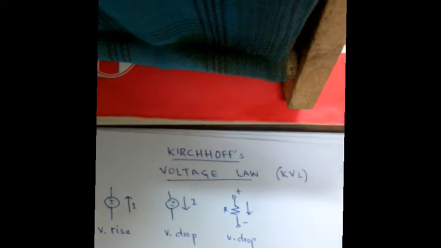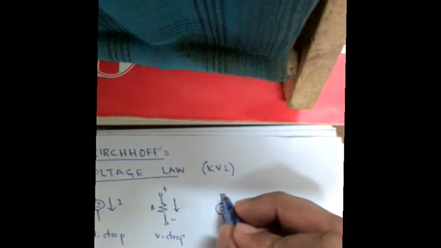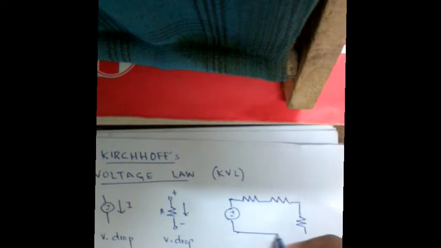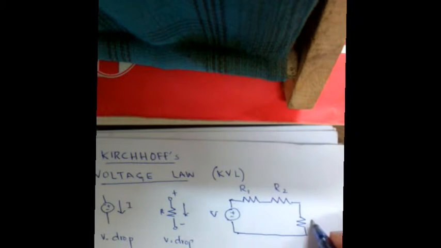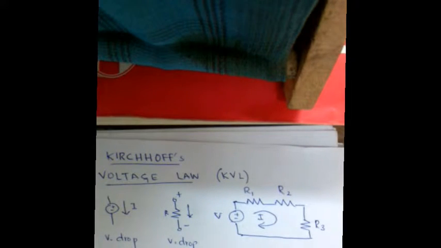Suppose in order to apply Kirchhoff's voltage law to a sample circuit containing, suppose, 3 resistors and a voltage source V, where these 3 resistors we call R1, R2 and R3, and our assumed direction of current is, suppose, clockwise. We can write the KVL equation for this circuit as, suppose we take voltage rise as negative.